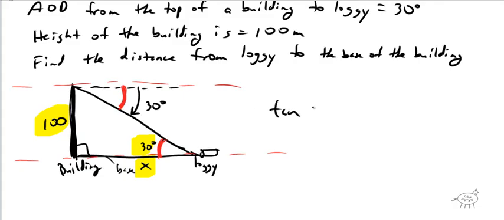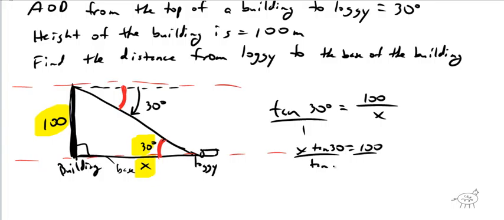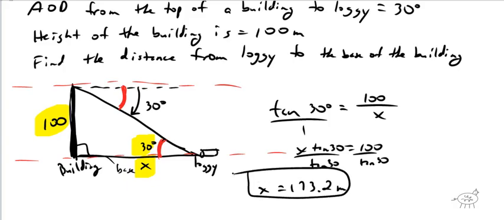So tangent of 30 degrees equals opposite, 100, over adjacent, x. That's it. Okay, and I cross multiply, I get x tangent 30 equals 100, so x equals 100 divided by tangent of 30, which is 173.2 meters. Okay, so that's how you do that problem. But remember, from a horizontal line.